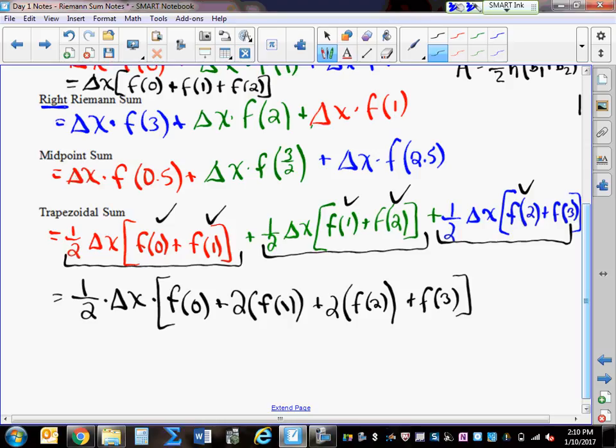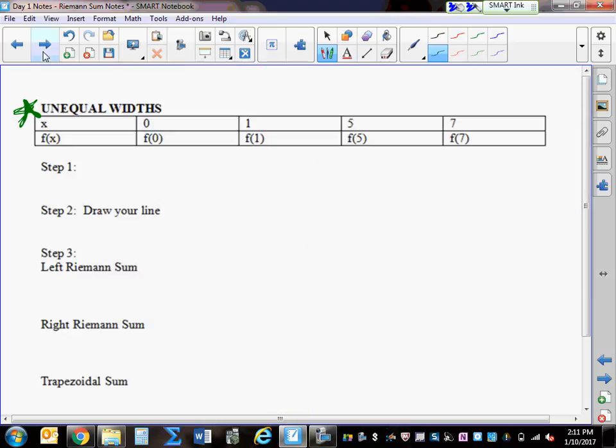Right. Let's do some actual problems with actual numbers. Oh no, we have unequal ones. Okay, so that was our equal. We'll go a little bit quicker through our unequal ones. Alright, so we'll notice here we have from 0 to 1, 1 to 5, and 5 to 7. If I look in between, this distance here is 1, this is a distance of 4, and this is a distance of 2. Not the same width in our rectangles.